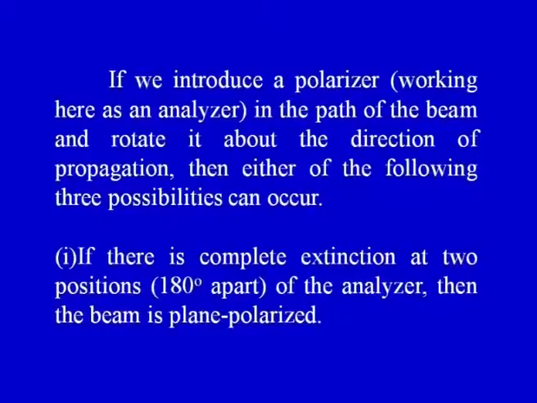First case, if there is complete extinction at 2 positions which are 180 degrees apart of the analyzer, then the beam is plane polarized. This means we rotate it, we get a 0 intensity at some position, rotate it 90 degrees, it becomes maximum, a further rotation of 90 degrees, again the intensity becomes 0. So, in a complete rotation there are 2 positions 180 degrees apart where there is a complete extinction. Remember Malus law, and that shows that the incident beam is plane polarized.